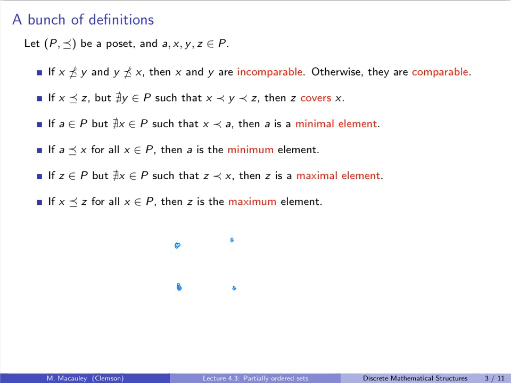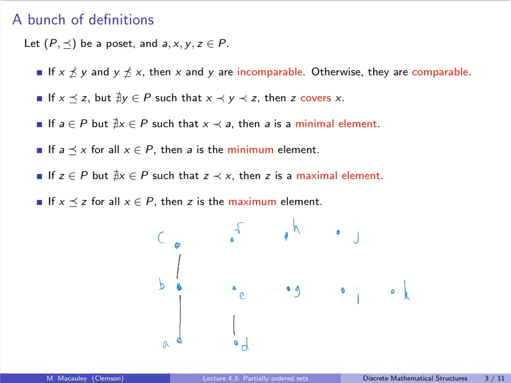This is a common way to draw a poset, where things are arranged vertically to mean they are comparable. So I don't know, do I want to give names? Yeah, let me give A, B, C, D, E, F, G, H, and then let me do I and J, and then I'll do K.